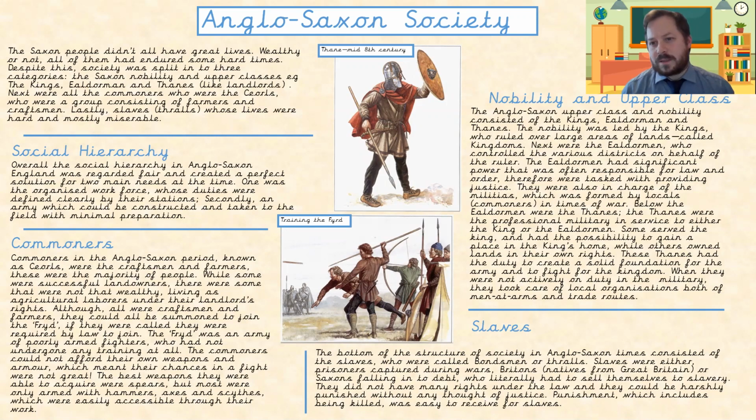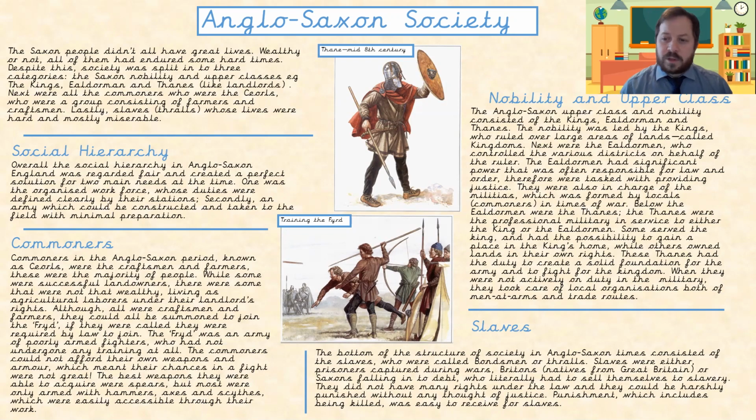Nobility and the upper class. Anglo-Saxon upper class and nobility consisted of kings, ealdormen, and thanes. The nobility was led by kings who ruled over large areas of land called kingdoms. Next were the ealdormen, who controlled various districts on behalf of the ruler. The ealdormen had significant power and were often responsible for law and order, therefore were tasked with providing justice. They were also in charge of the militias, which were formed by the locals, commoners, in times of war.